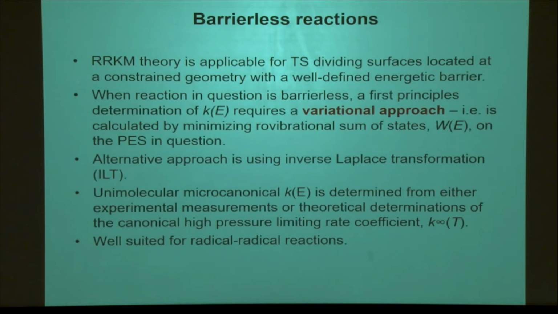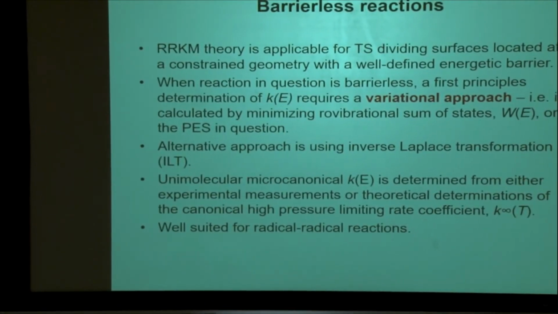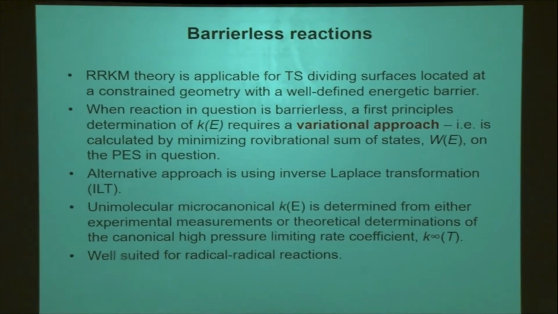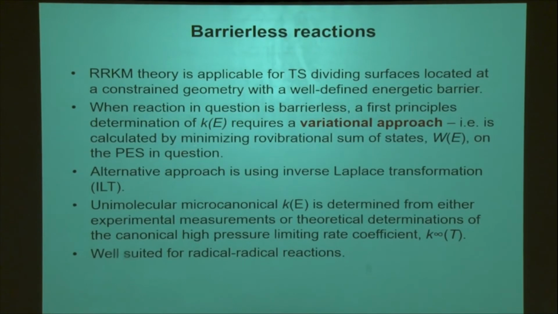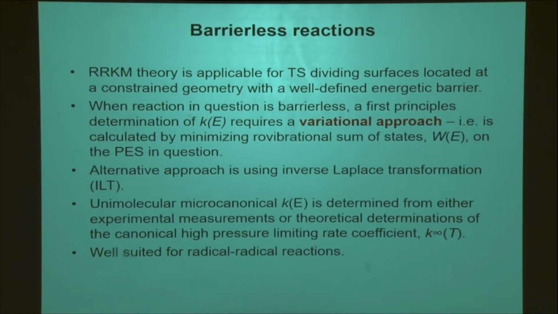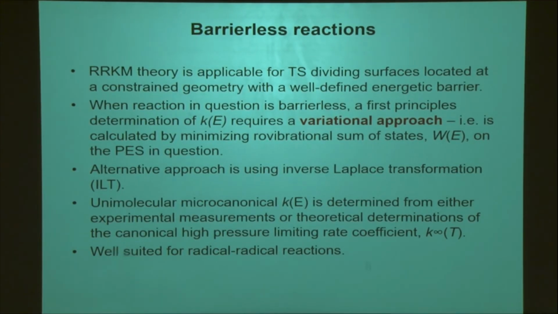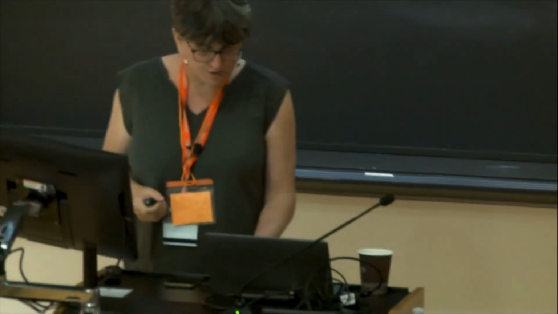Those techniques, transition state theory, RRK and RRKM theory, are used where we've got a well-defined energy barrier. Where we haven't, where we've got a shallow barrier or no barrier, then we have to use the variational approach that I mentioned earlier, or alternative empirical-based approaches, such as an approach using inverse Laplace transformations. And these approaches are all embedded in the master equation models.